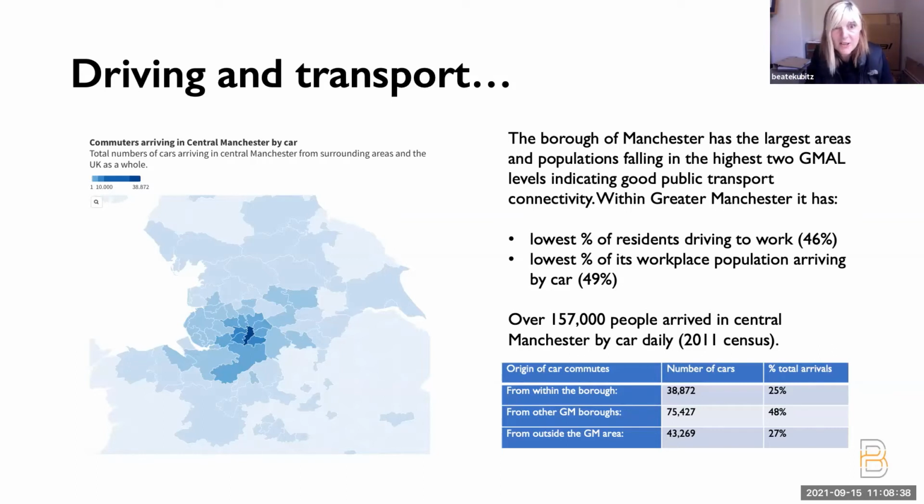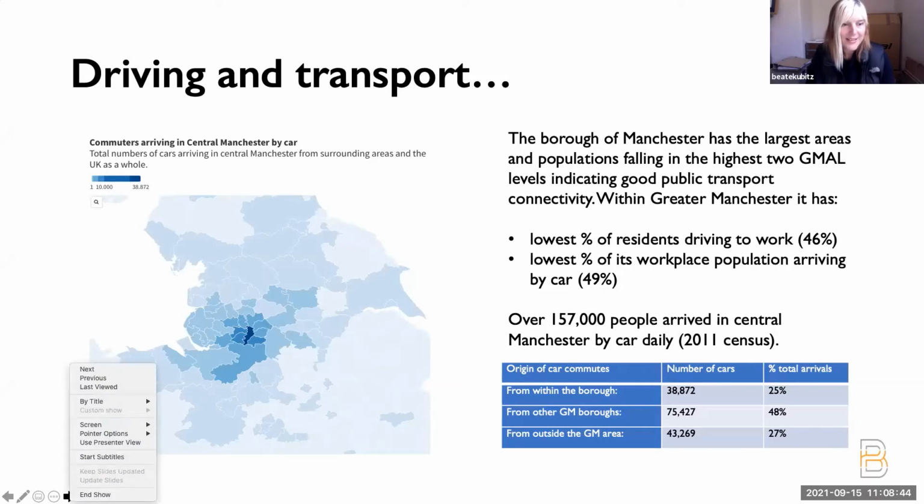So you've got this strange kind of convergence on central Manchester of hordes of cars. People within central Manchester tend to travel by car much less, and so they're kind of beholden to these people arriving in vehicles.